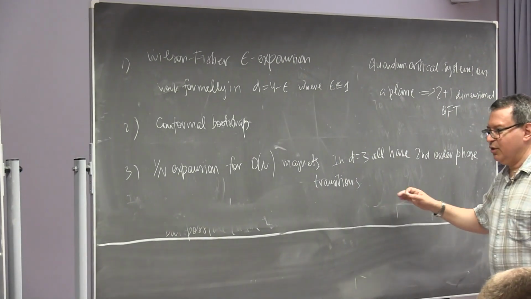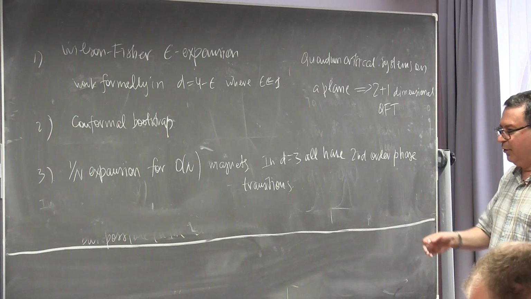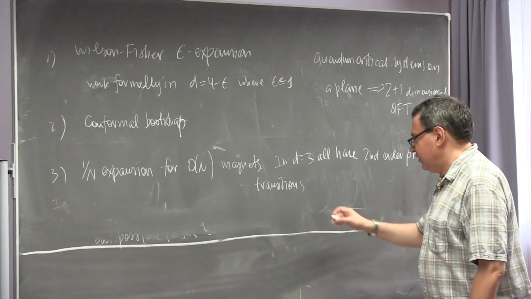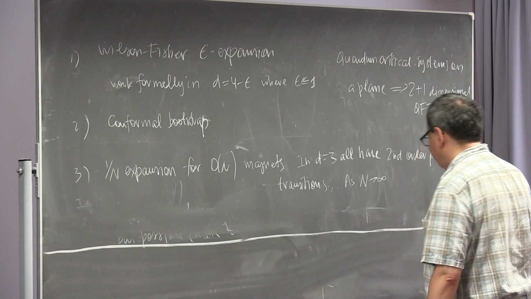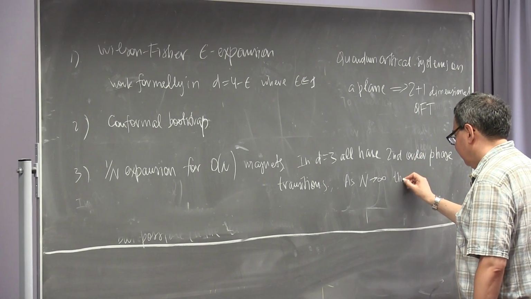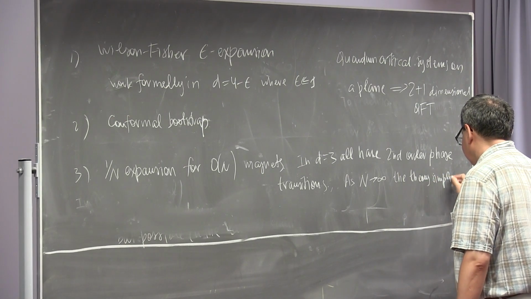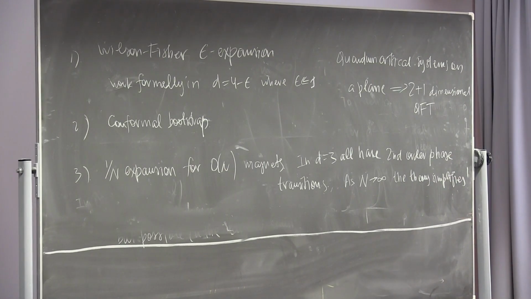And moreover, this actually shows some dramatic simplification when n is sufficiently large. In fact, as n goes to infinity, the theory simplifies dramatically. So this, I think, is the first example of how this large n simplification can occur.